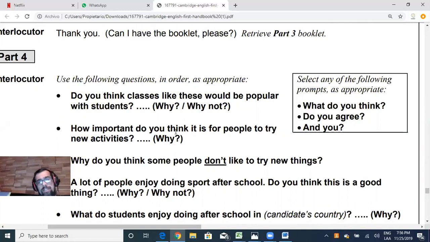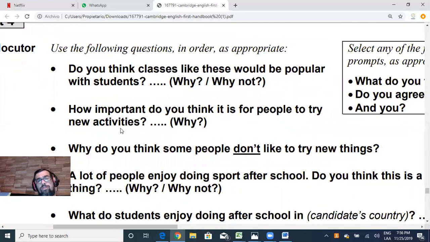And how important also do you think it is for people to try new activities? I think it's very important because they could have new knowledge and new skills, learn new things, learn different things, do more than one activity, and they will try to be more social, or more sociable people, I think.